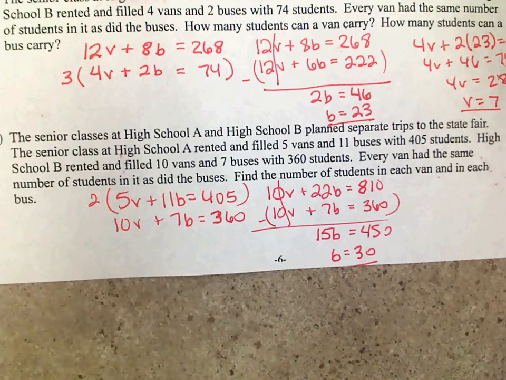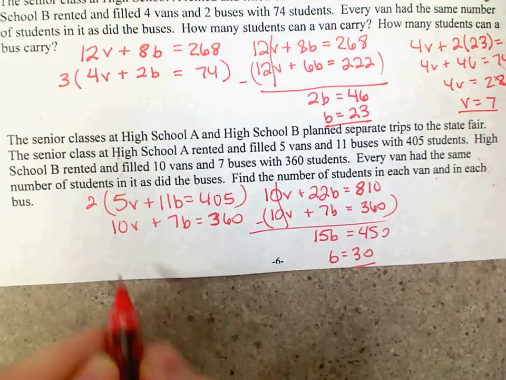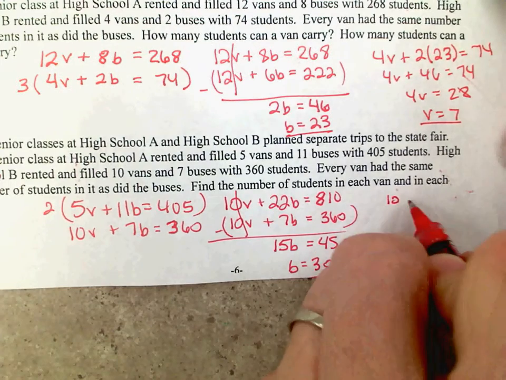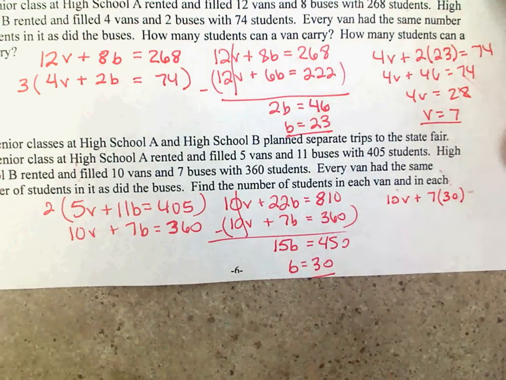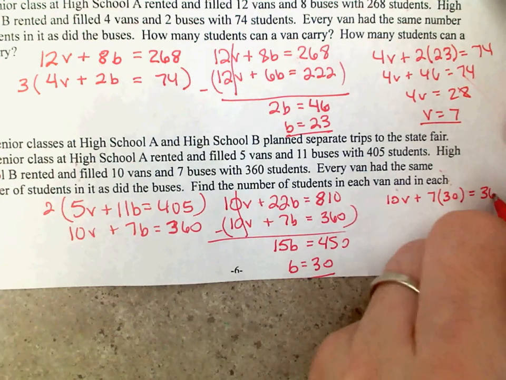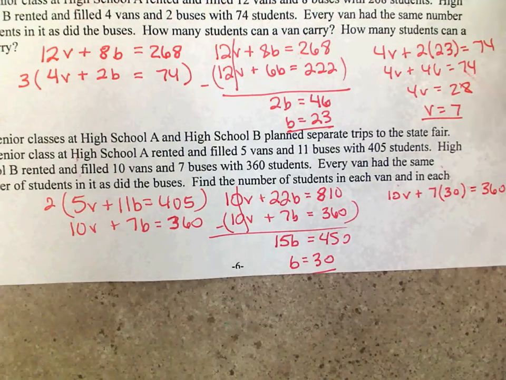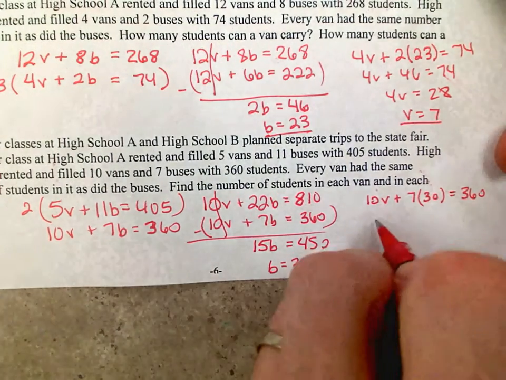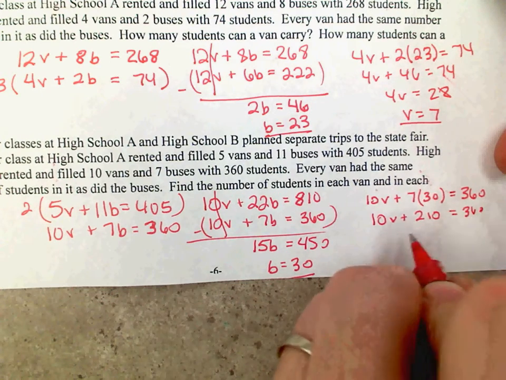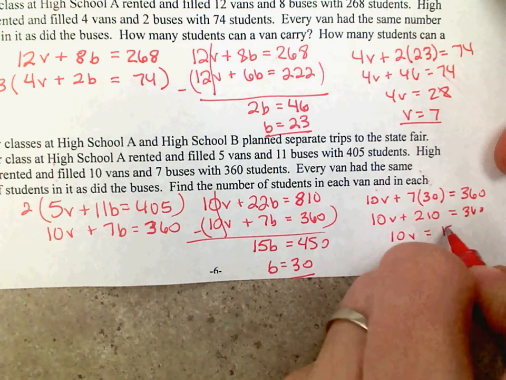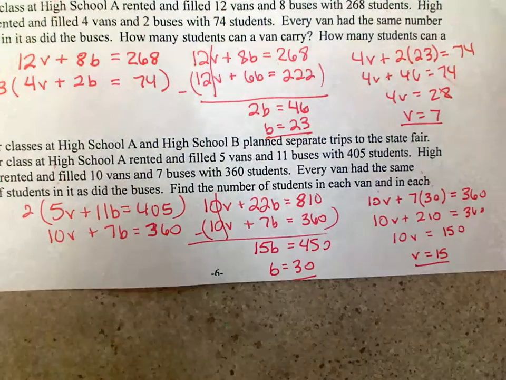And then if we plug that number back into one of the original equations, I'll just pick the bottom one this time, 10V plus 7B equals 360. So 7 times 30 is 210. Subtracting 210 will get you 150. Dividing by 10 will get you 15. So 30 in a bus, 15 in a van.